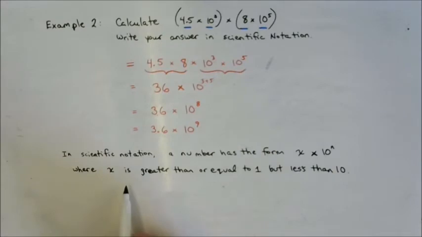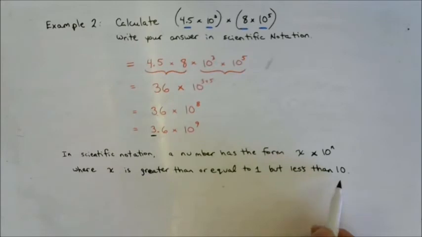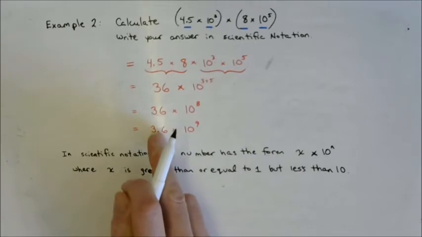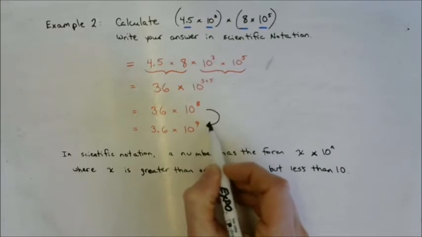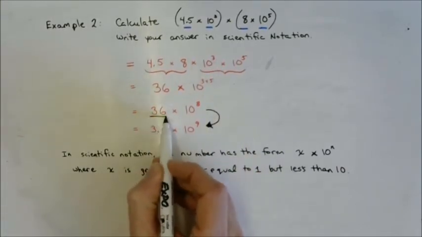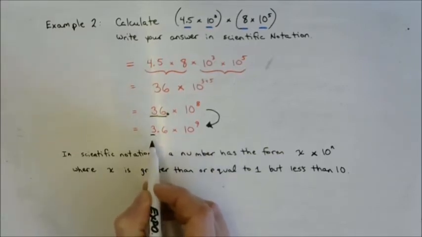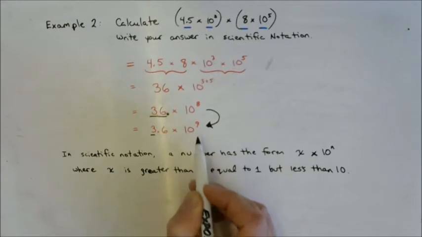What does that mean? X is greater than or equal to 1, which means it's going to at least have the number 1 to the left of the decimal place, but it's less than 10, so there will never be two digits to the left of the decimal place, which is why in our previous example we had to go from this form into there, because in the number 36, we had two digits to the left of the decimal place. So we had to convert that so we had one digit to the left of the decimal place, but it can't be a zero either. If it's a zero, then you need to bump the decimal place one to the right and take off a zero from their last answer.